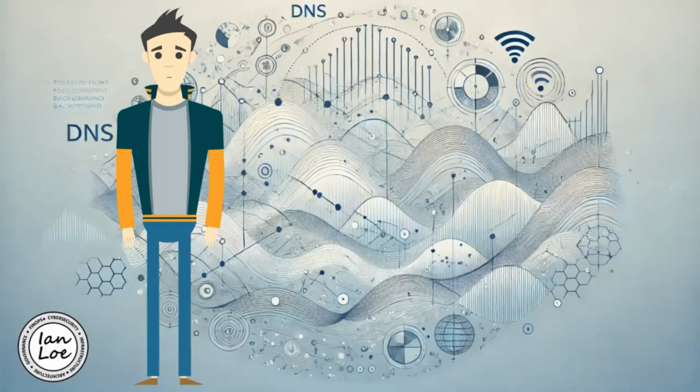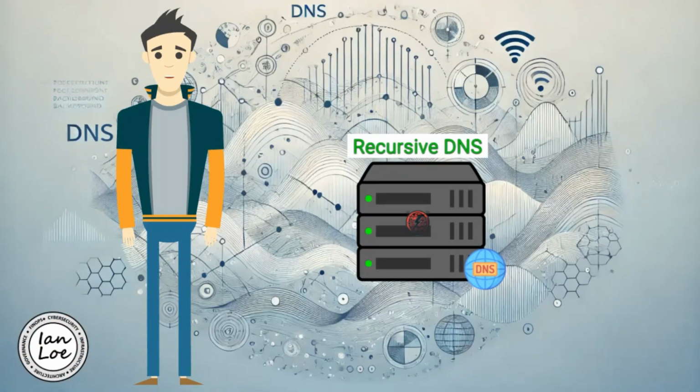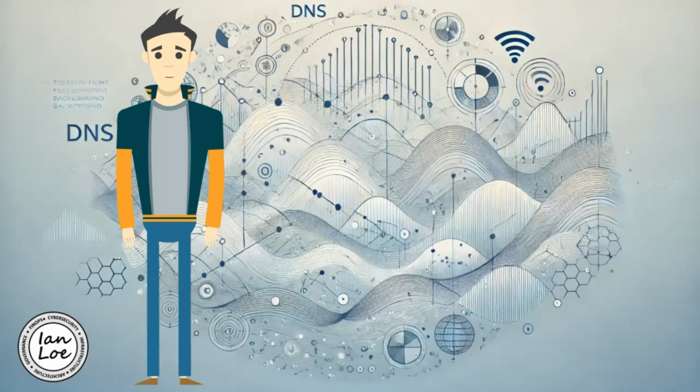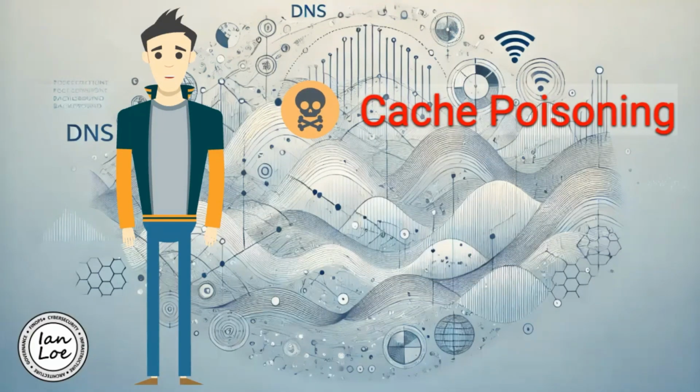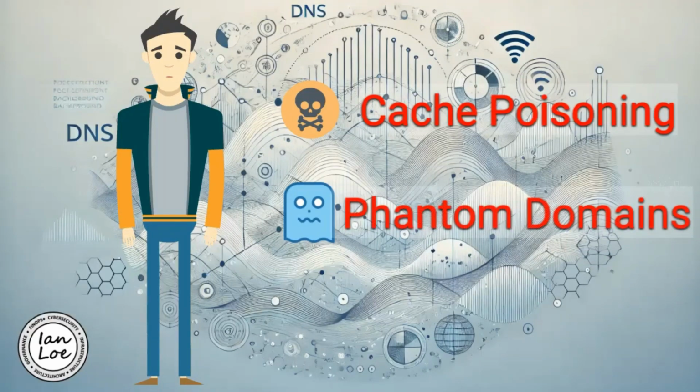Now let's take a look at attacks against recursive servers. The most common attack in this category is cache poisoning. The main job of a recursive server is to build and hold a rich cache of DNS answers. Cache poisoning aims to corrupt the answers stored in the cache, so any subsequent lookup from other clients will get the corrupted answer. Next is the use of phantom domains.